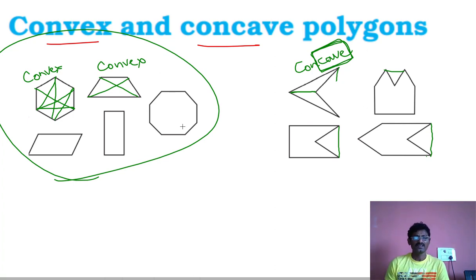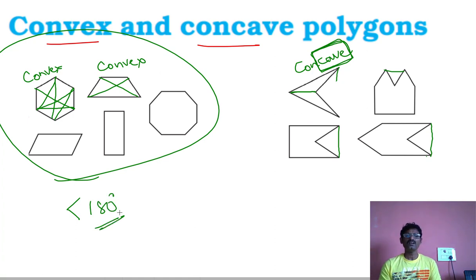Moreover, one more thing I can say, if you look at the interior angles, in convex polygons, all the interior angles will be less than 180 degrees. In case of concave polygons, at least one of the interior angles is more than 180 degrees. That means here, if you take this interior angle, this is greater than 180 degrees. Then it is said to be a concave polygon. So in a polygon, if at least one of the interior angles is more than 180 degrees, then that is said to be a concave polygon.